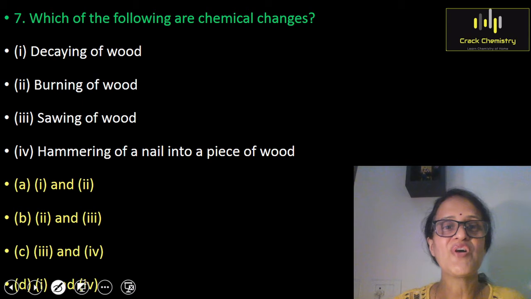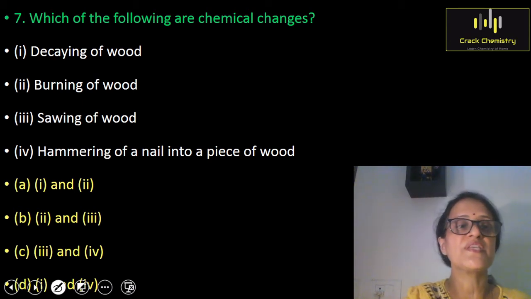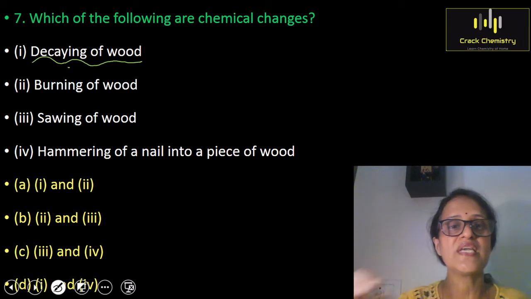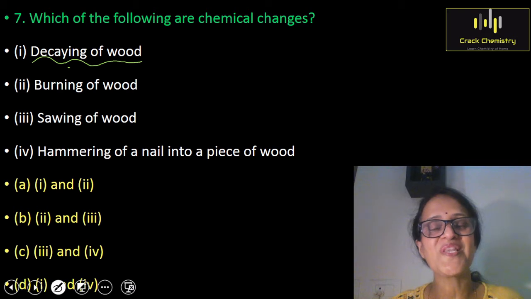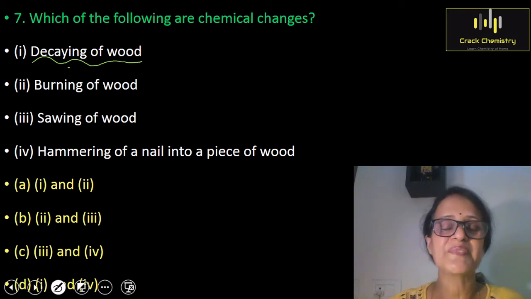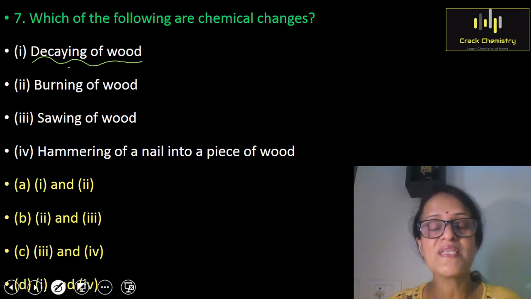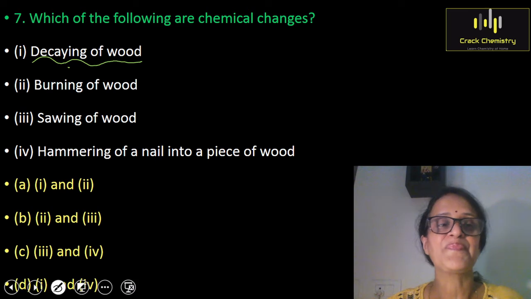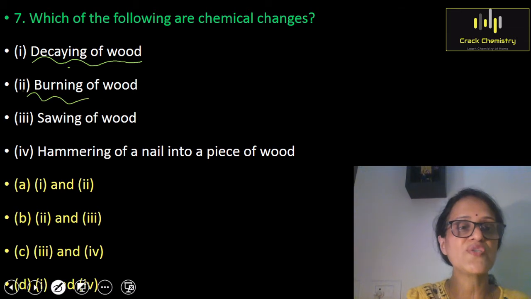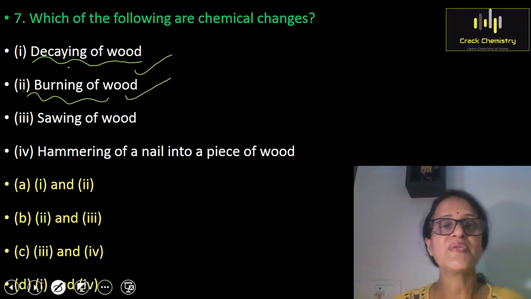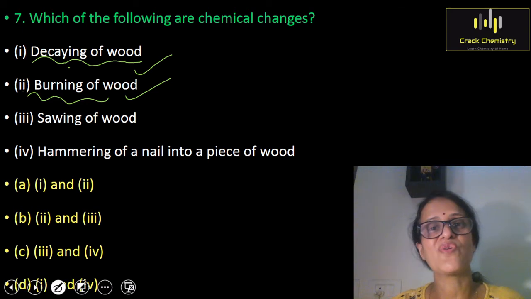Next question. Which of the following are chemical changes? First option is decaying of wood. Children, decaying of wood is a chemical change because during decaying, the chemical substances present in wood undergo decomposition and new substances are formed. Different types of new substances are formed depending on the chemicals present in the wood. So it's a chemical change. Then burning of wood. Burning of wood is also a chemical change because on burning, heat is produced, and along with the heat we get gases like carbon dioxide, and water vapors are also produced.